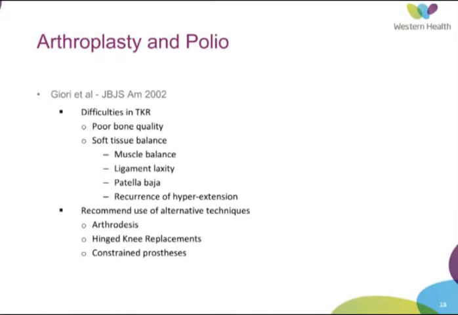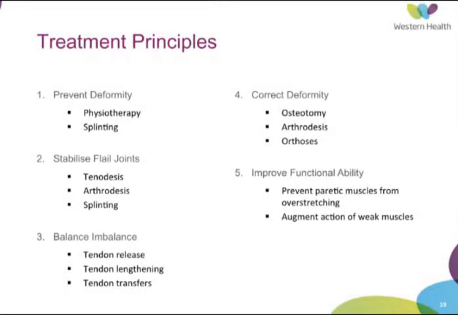So just quickly going through, trying to summarise, I guess, those treatment principles. The first thing is to prevent deformity, and this is achieved through physiotherapy and splinting, stabilising flail joints, and this can be done through tendinodesis, arthrodesis, or again, splinting. Balancing the imbalance, so through tendon releases, tendon lengthening, and tendon transfers.